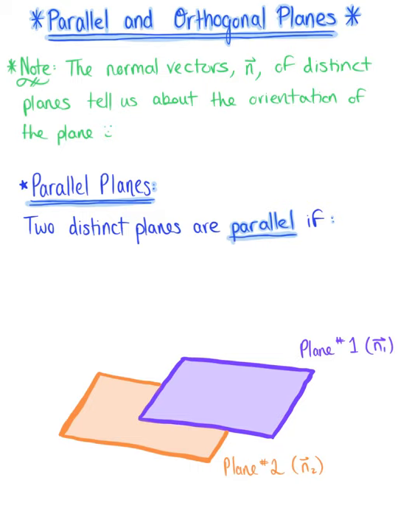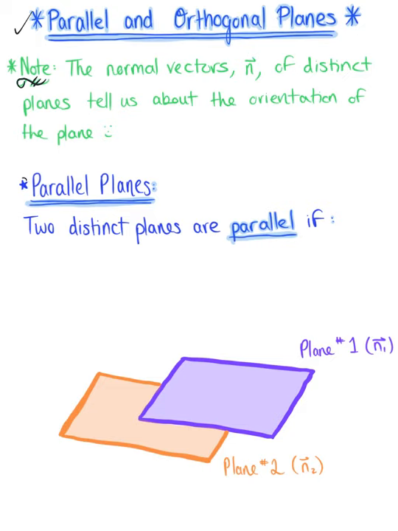So now that we've established how to find a plane, we need to talk about the different relationships between distinct planes. And in particular here, we are going to be focusing on parallel and orthogonal planes. So to get us started, I want you to note that the normal vectors of distinct planes tell us about the orientation of each plane and their relationship.